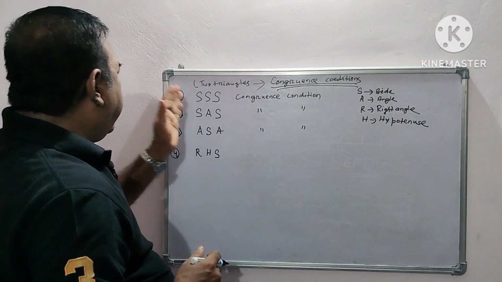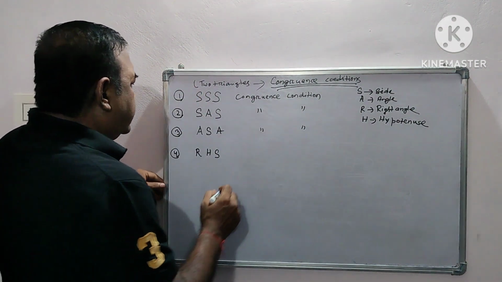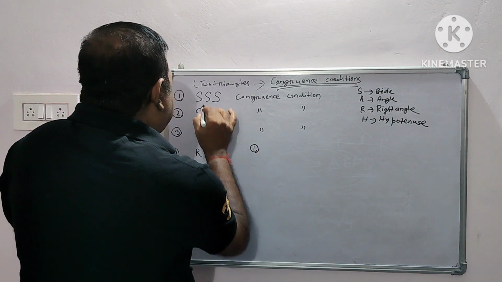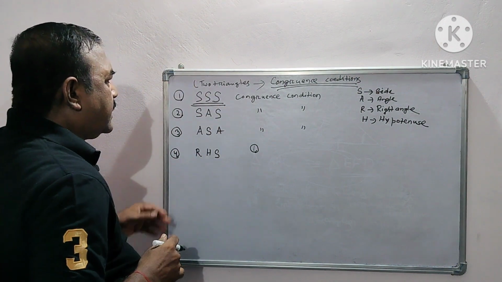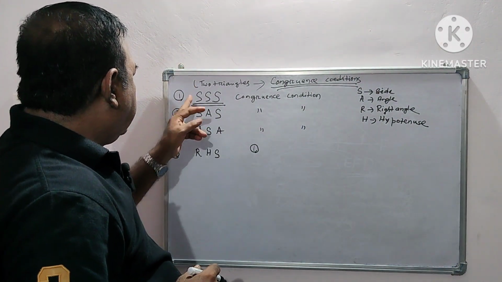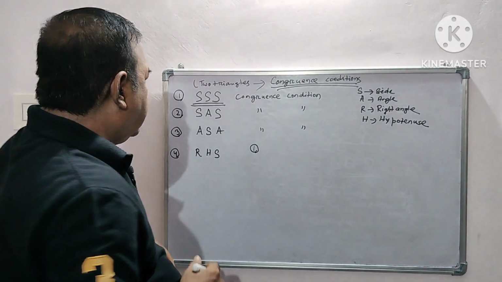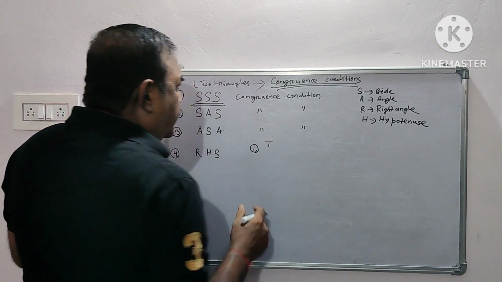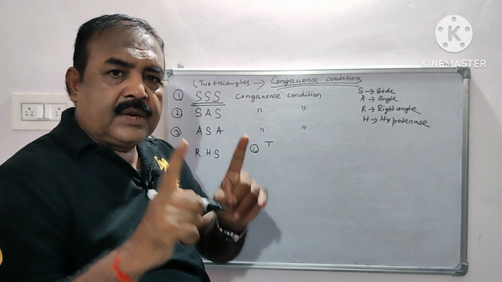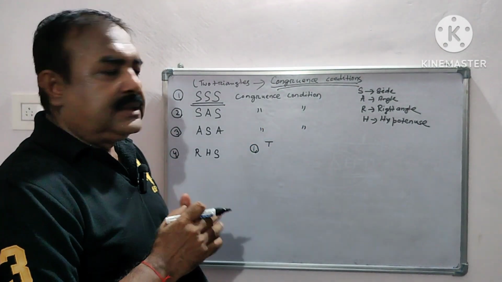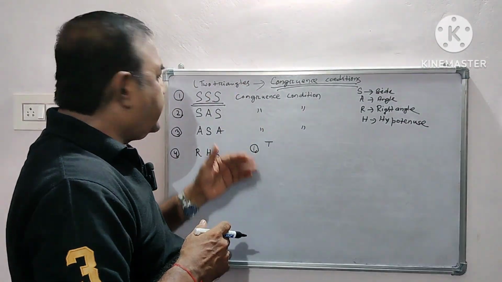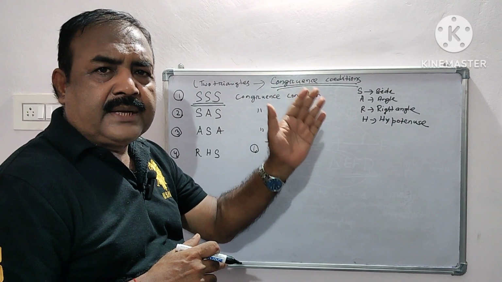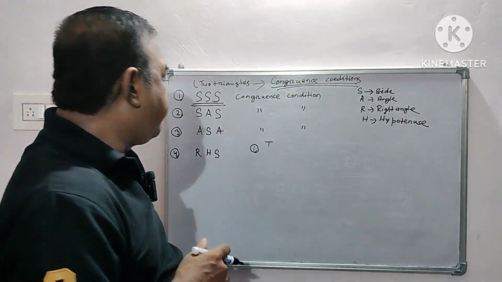So first we will see SSS. Now we will discuss SSS, the triple S congruence condition. 3 sides, 3S. In which condition will the 2 triangles be congruent? These are the conditions. I am writing the first condition, starting from triple S, the SSS congruence condition or congruence property.